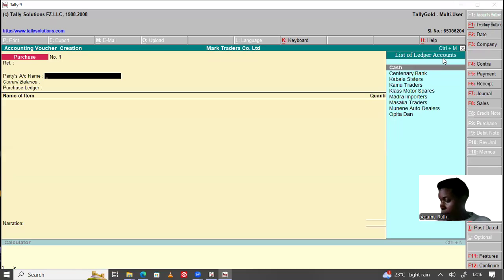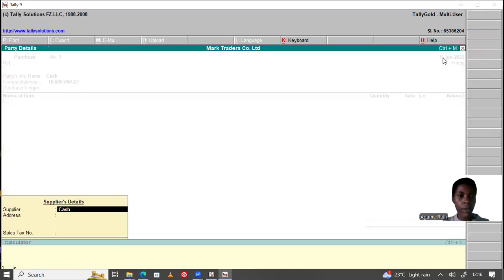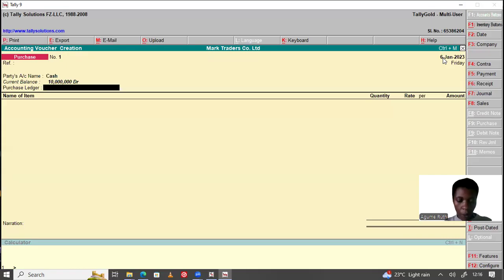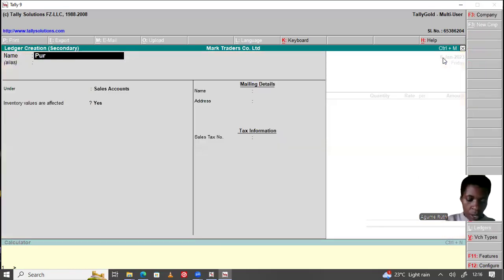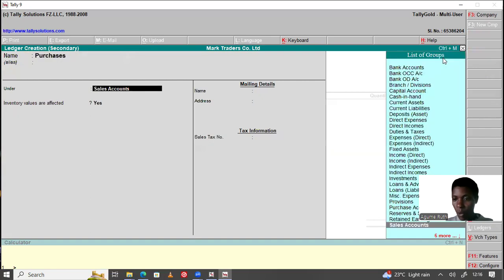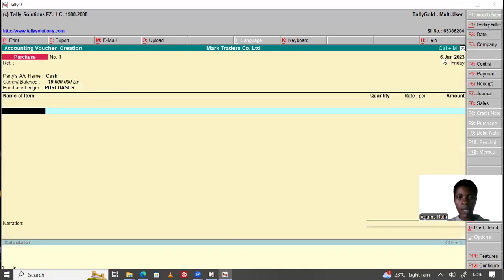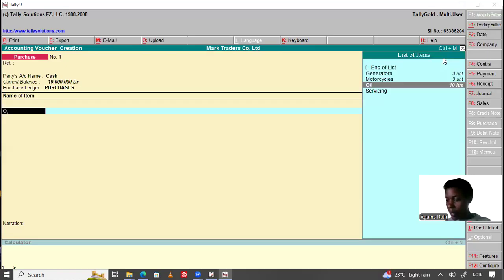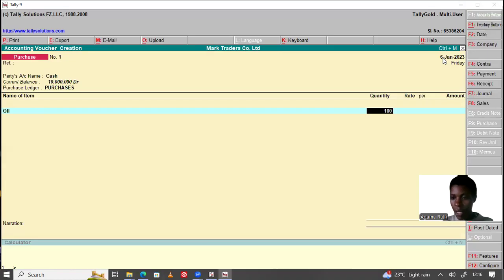So here we can use cash, yes. Then we create the purchases ledger. We create the account for purchases using secondary creation, and it will go to the purchase account. The inventory values are affected. Then I put in oil as the purchase. The quantity is 100, and the cost price inputs itself, and I accept.